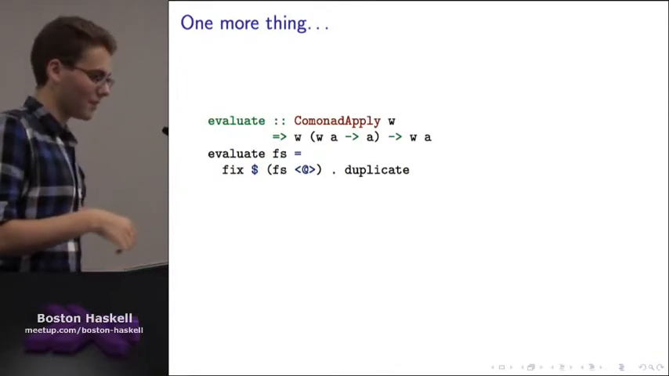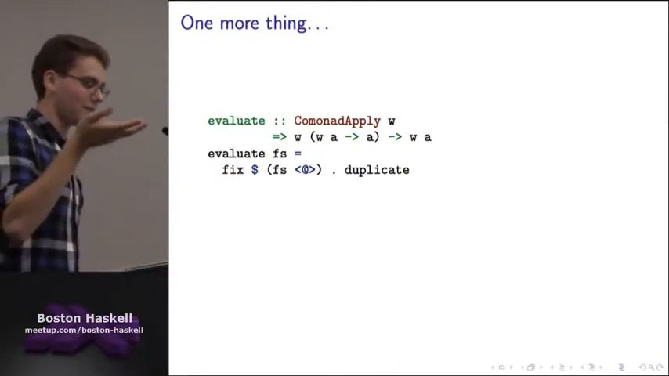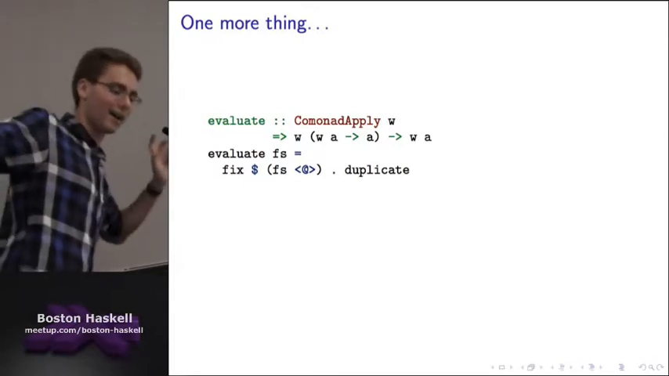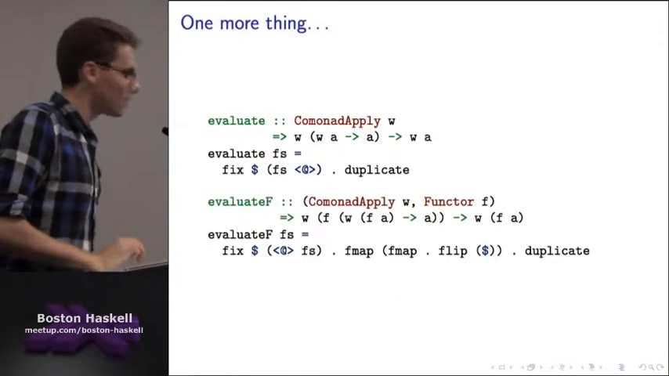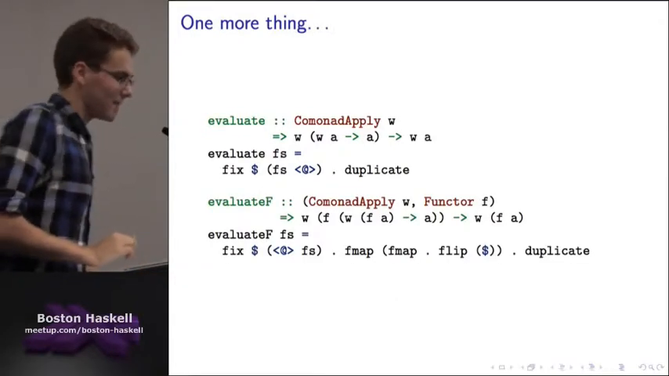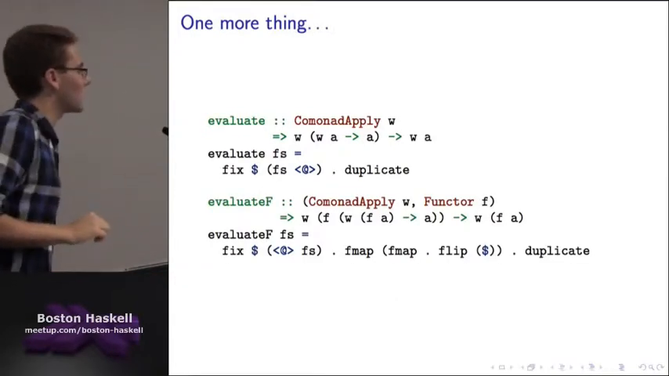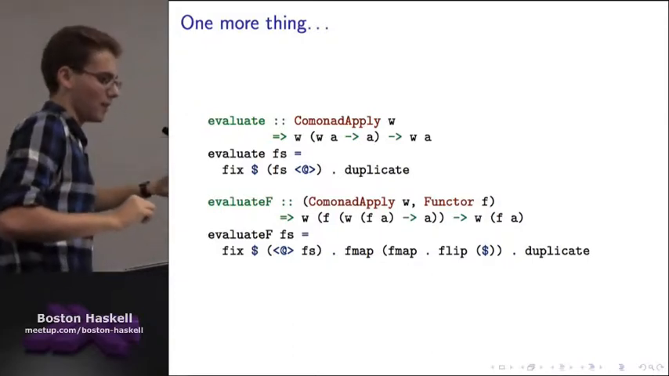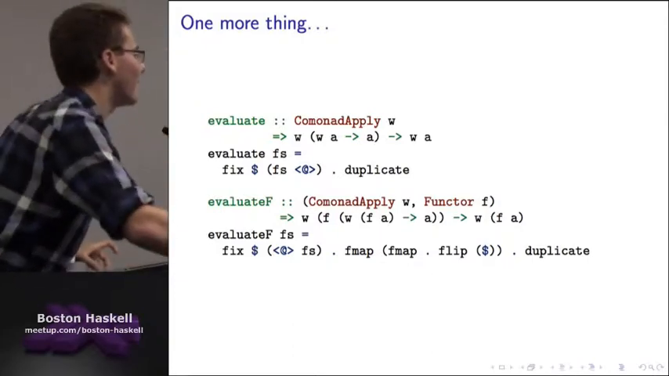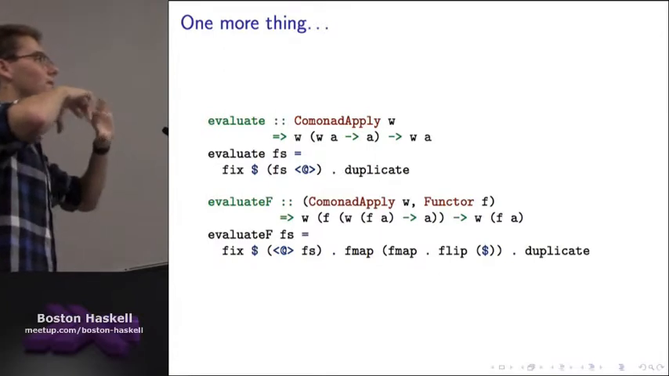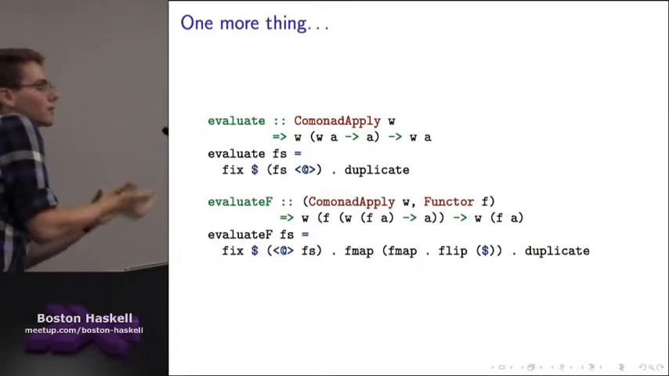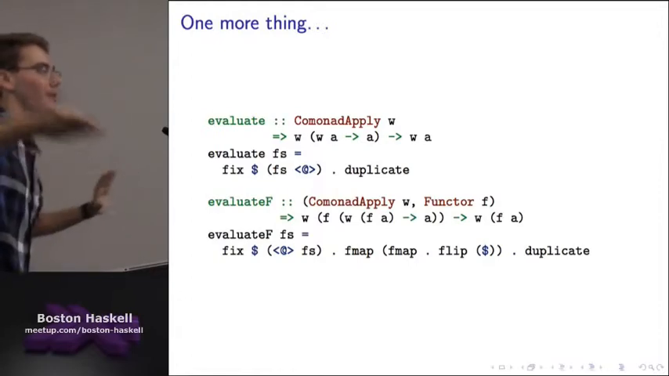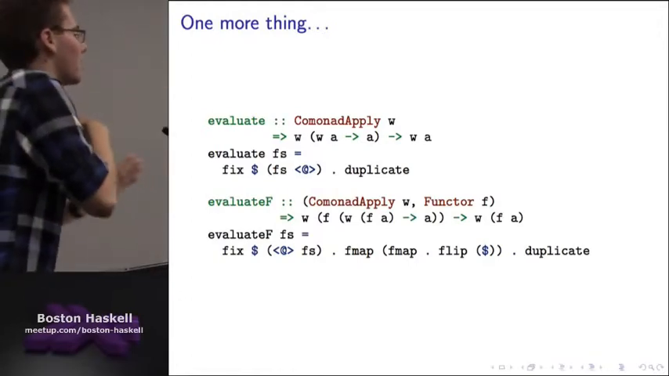So, one more thing. This type signature that I was showing you here, for evaluate, it takes a W of WA to A to a WA, can actually be generalized to this. So what I've done is I've just inlined this F functor here, and what that allows me to talk about is kinds of referential structures where you've got one line of reference going one direction and one line of reference going another direction.